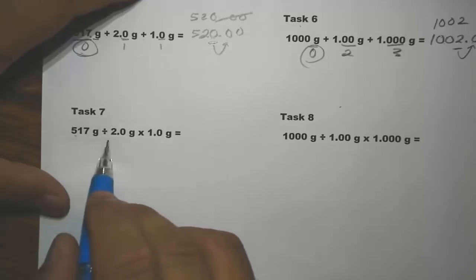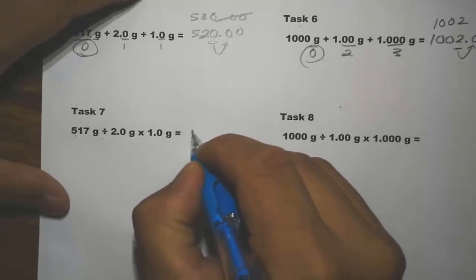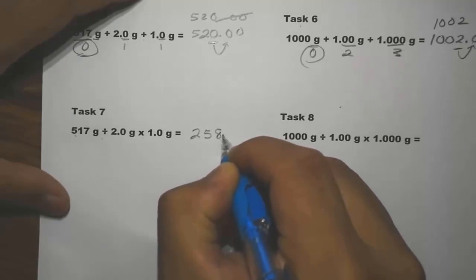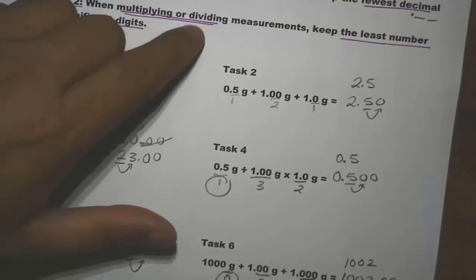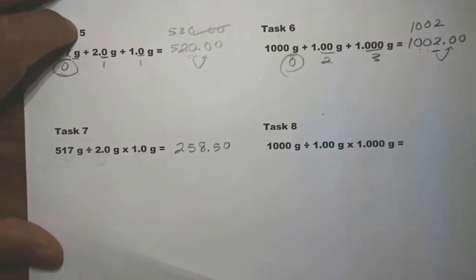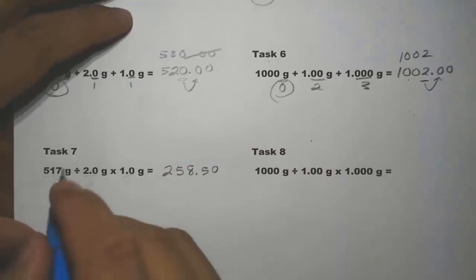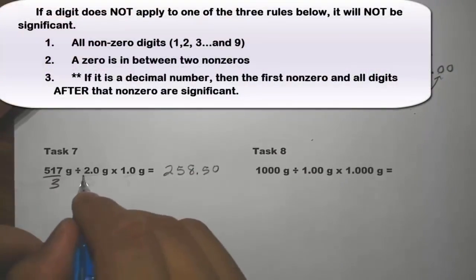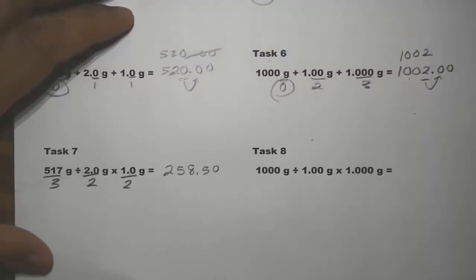I have this problem right here. We are dividing and multiplying, and I just plug this into the calculator, and I have 258.50. And if we go back again, when multiplying or dividing, we look at the least number of significant digits, not the decimal places. In this case, this one has 3, this one has 2, and this one has 2 as well. So our answer must have the least number of sig fig, which is 2.